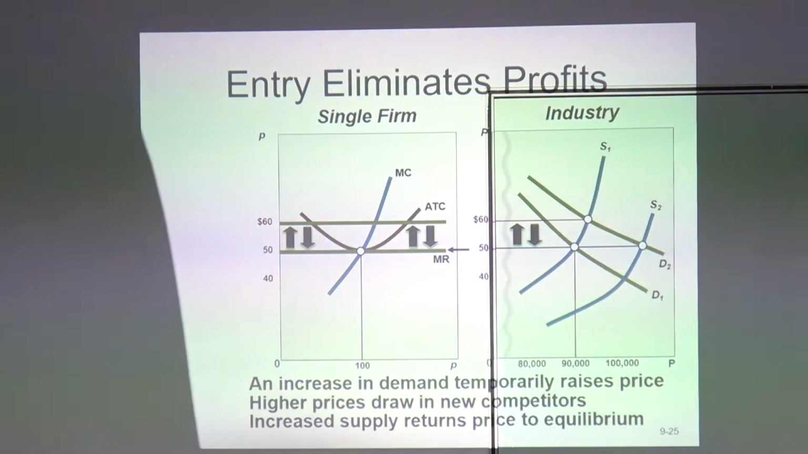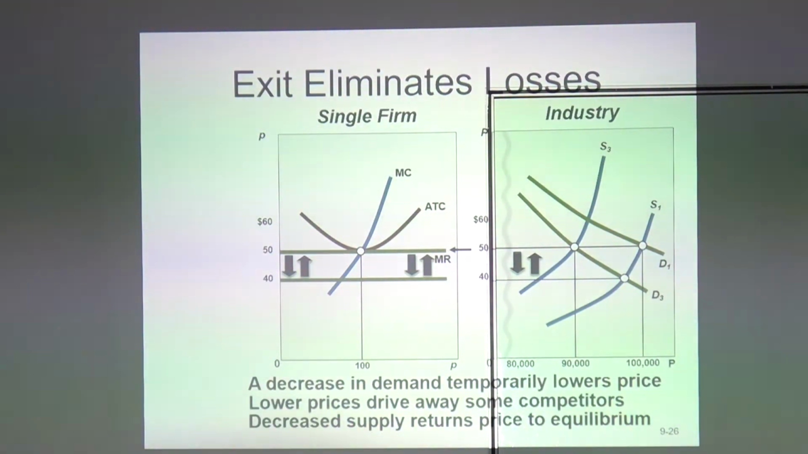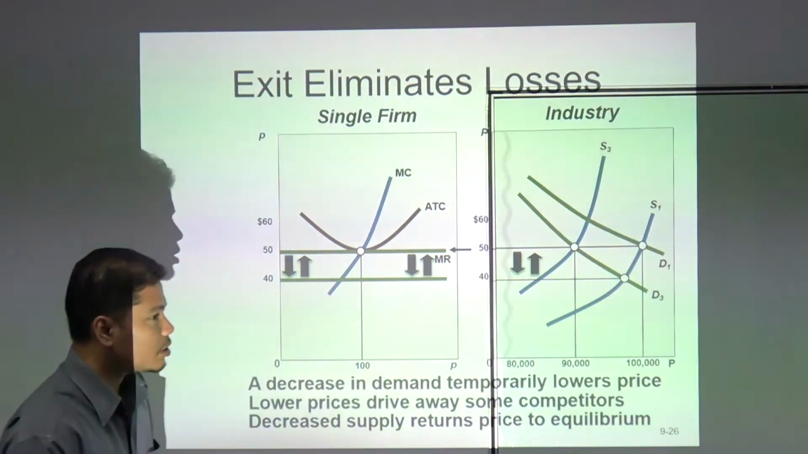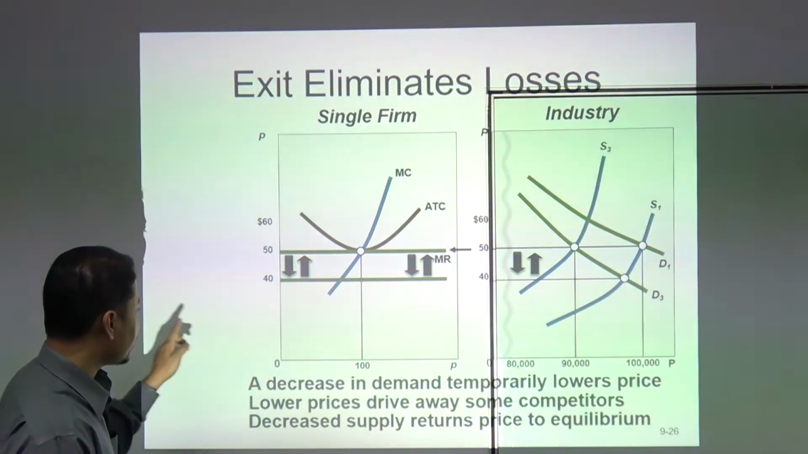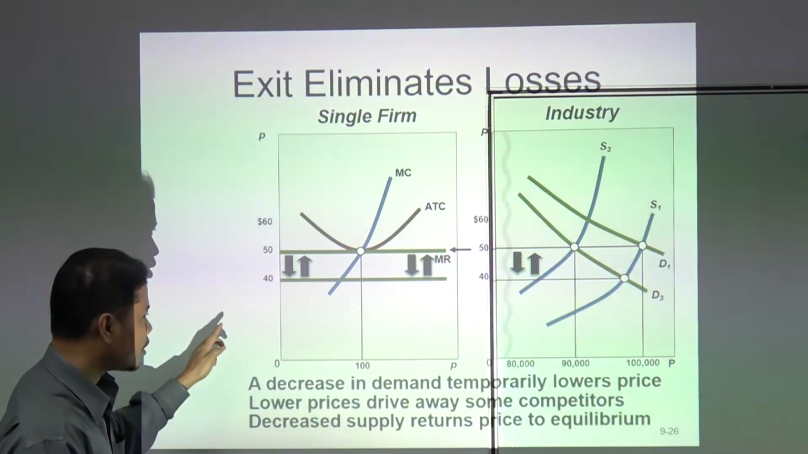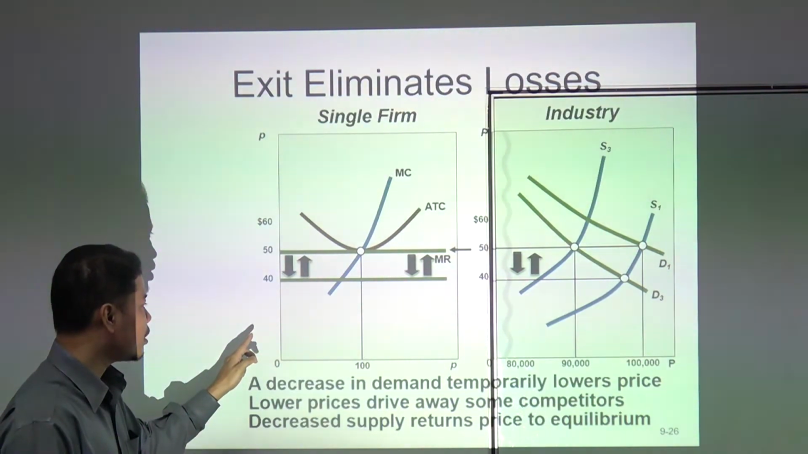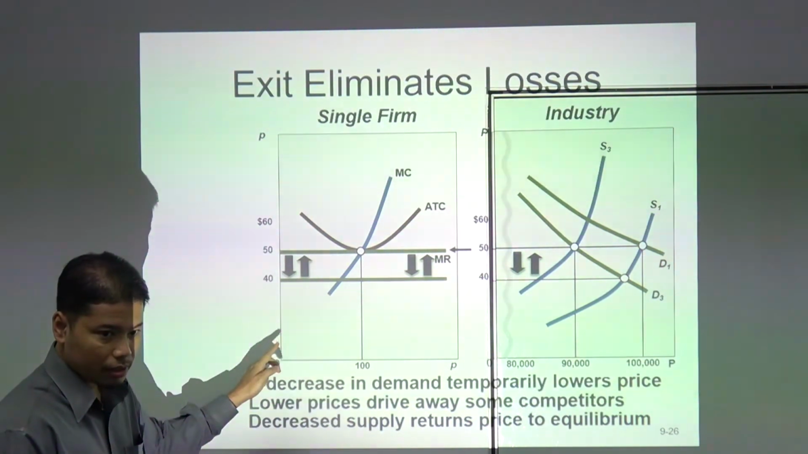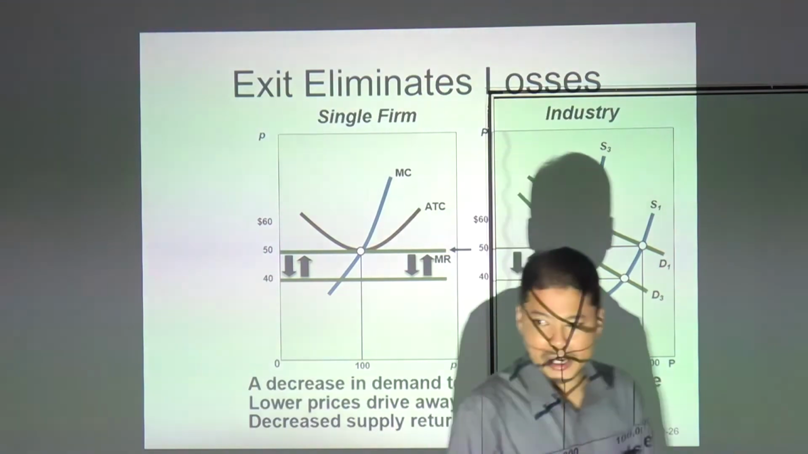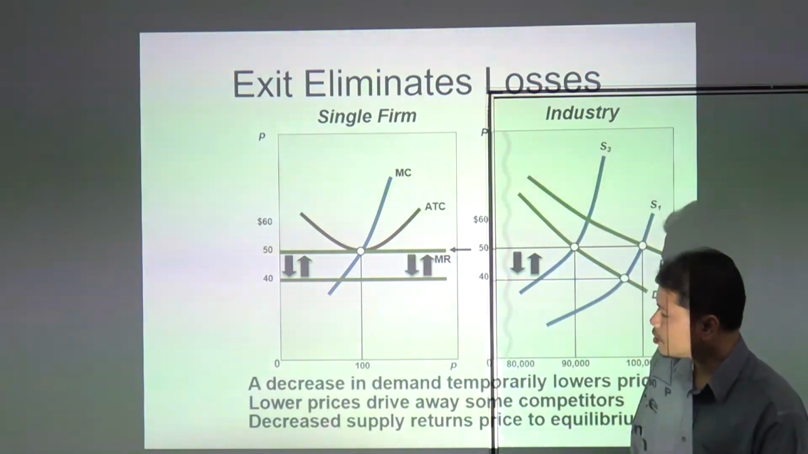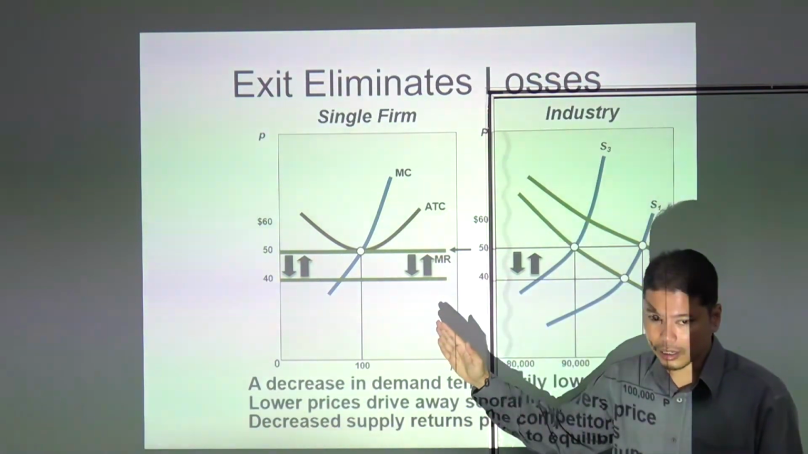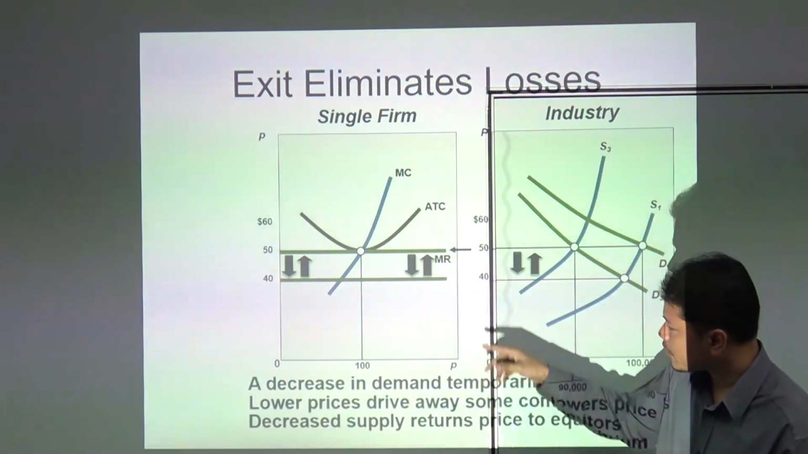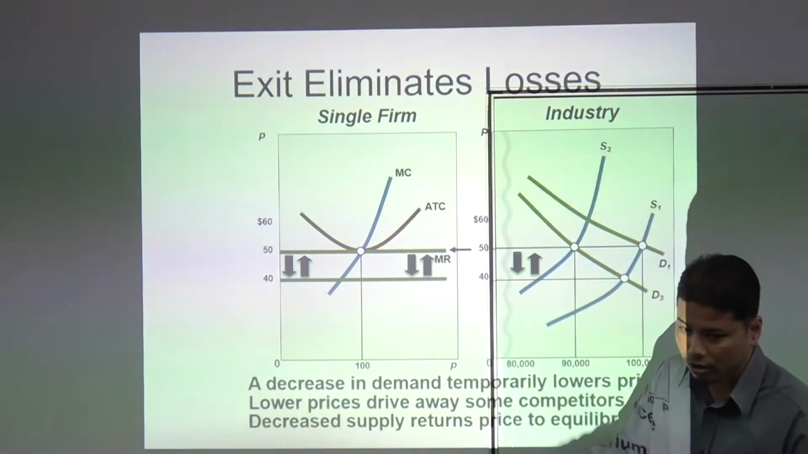Now let's look at the second one. Okay. Now, exit, eliminate losses. Suppose that we are starting from the same point. Price is $50. The firm here is making zero economic profit. What happens if the market demand drops in the industry? Market demand shifts from D1 to D3. Yeah? As a result, the equilibrium price will go down from $50 to $40.